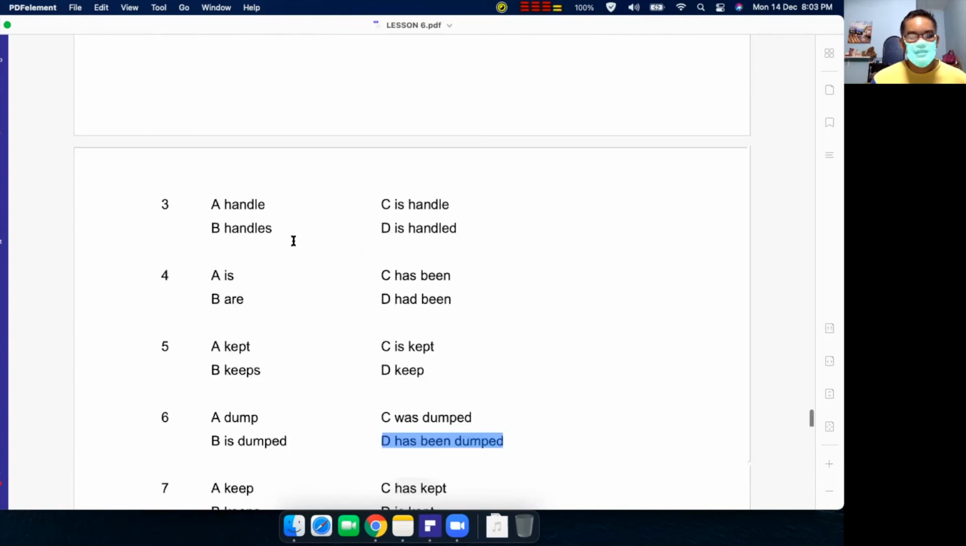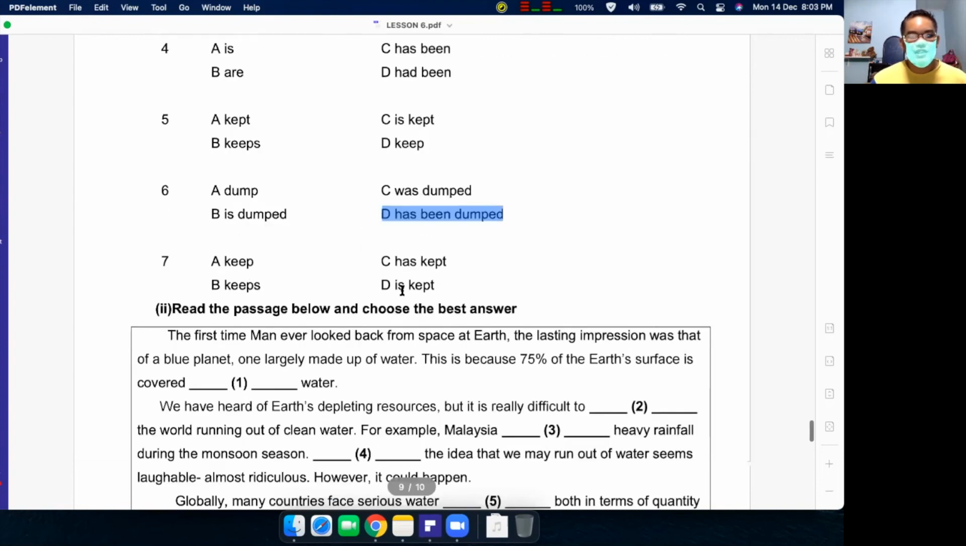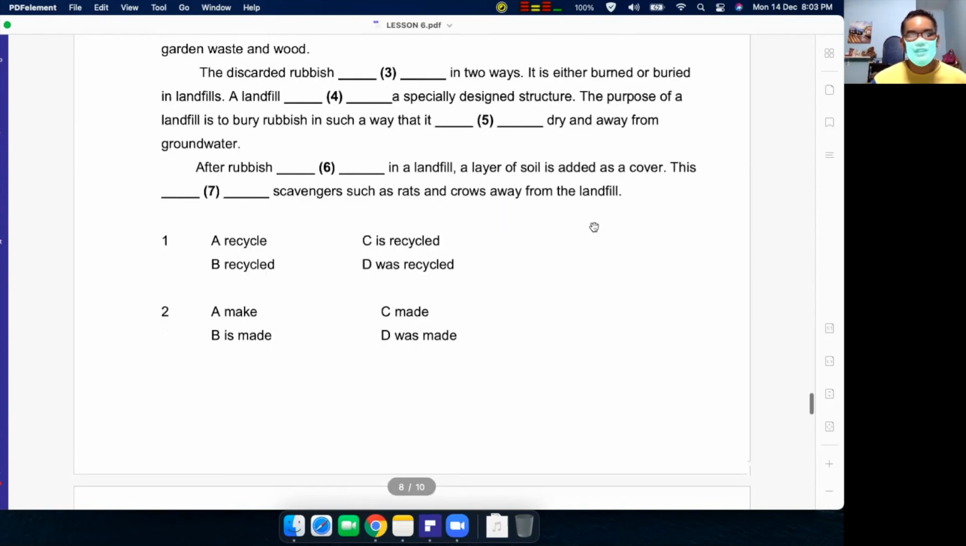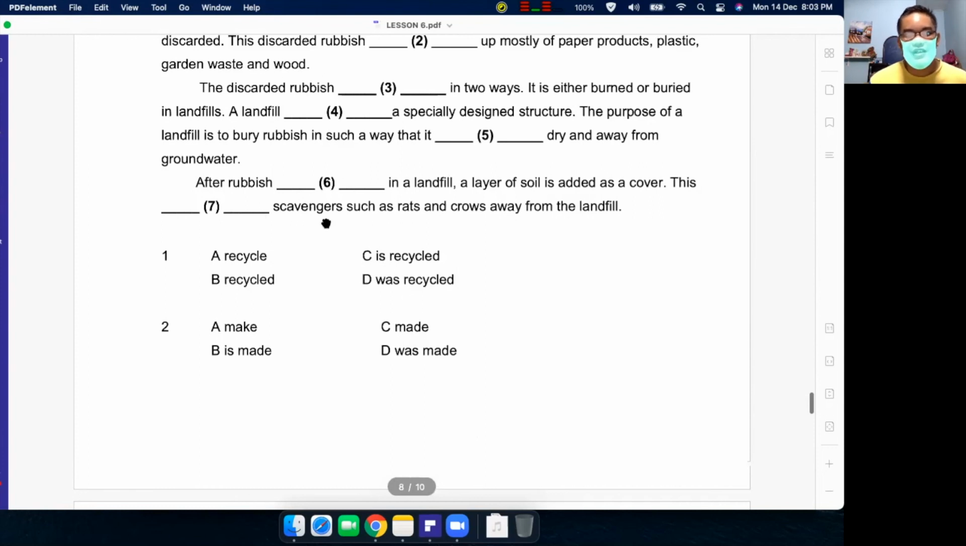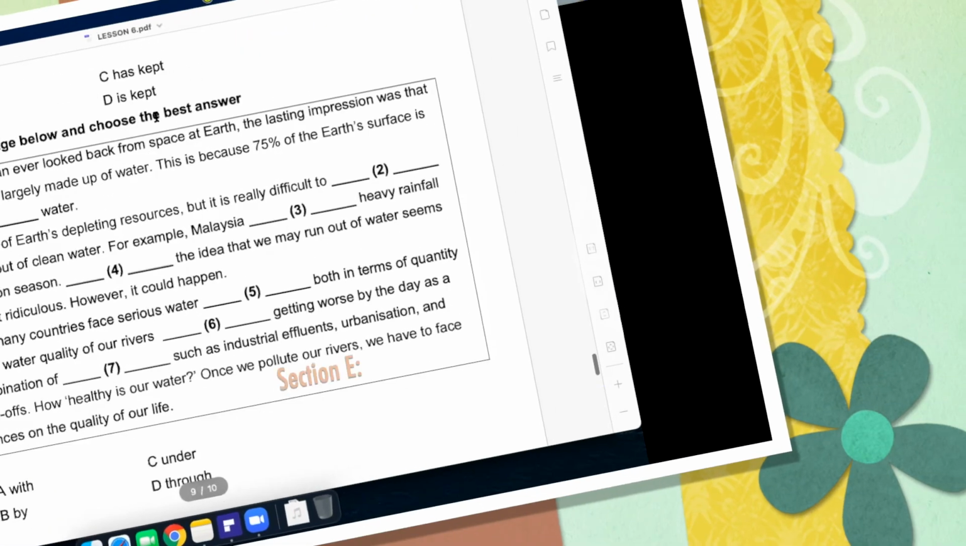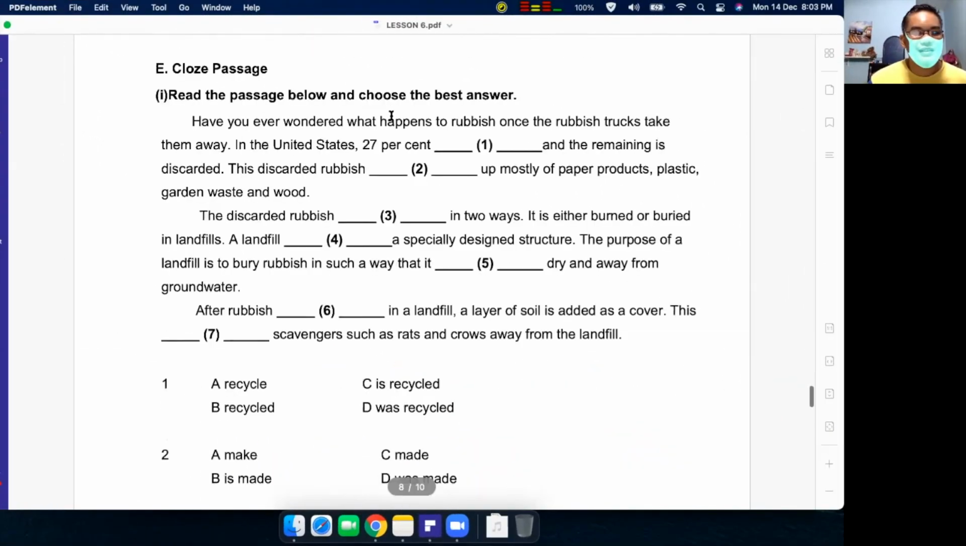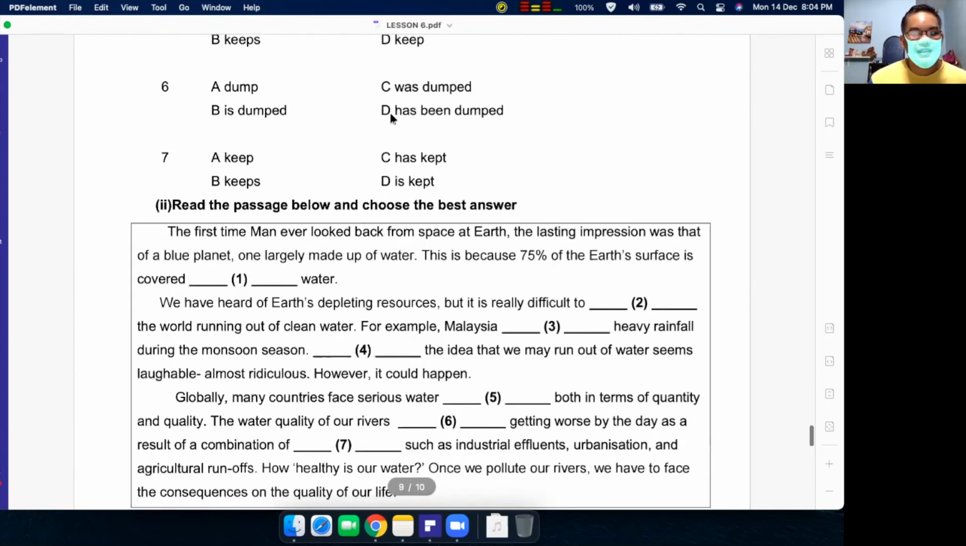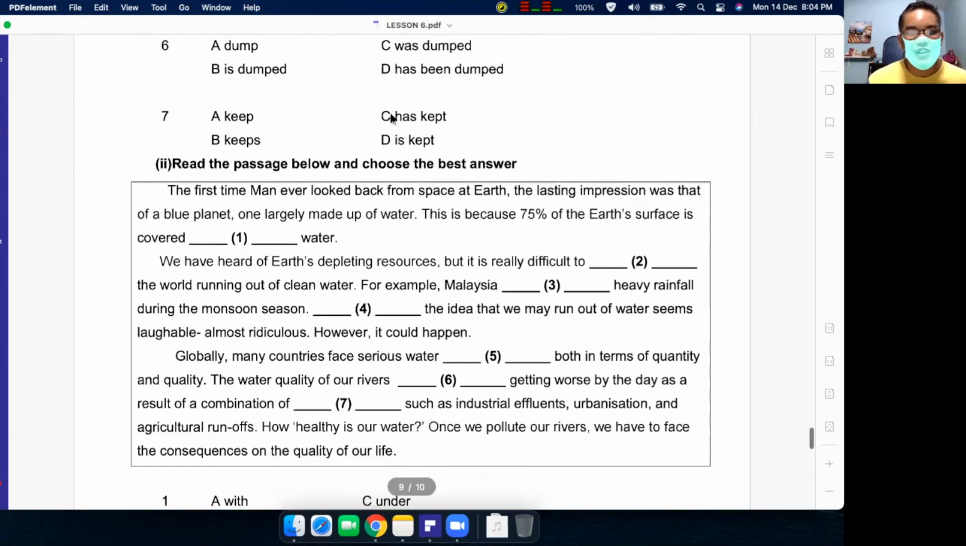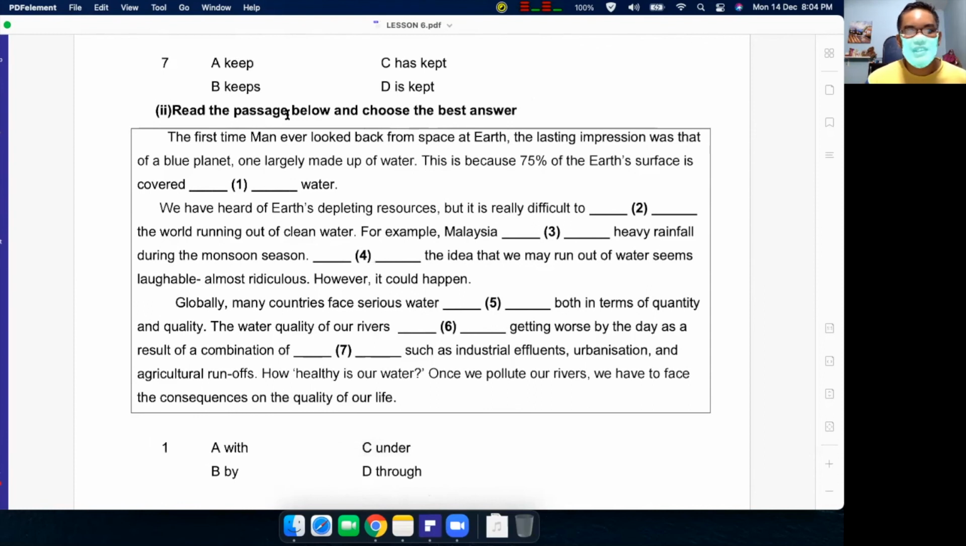This: keep, keeps, has kept, is kept. So this one, obviously very simple. This keeps scavengers such as rats and crows away from the landfill. So moving on to section E, Cloze-passage number 2. Read the passage below and choose the best answer.